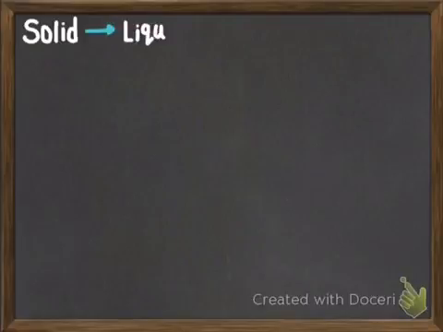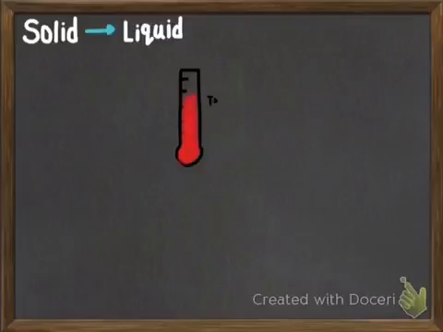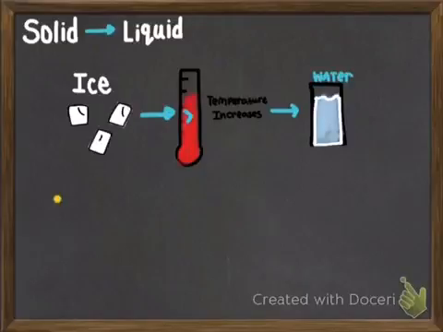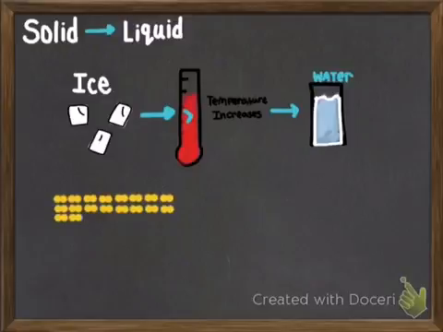For a solid to change to a liquid, the temperature must first increase. Ice can turn to water by the temperature increasing. This is a process called melting. This is an example of ice particles.